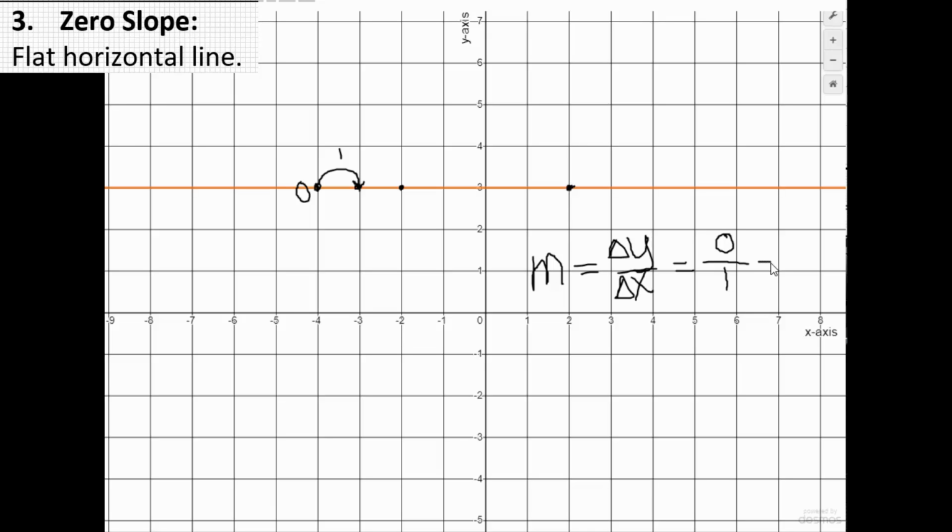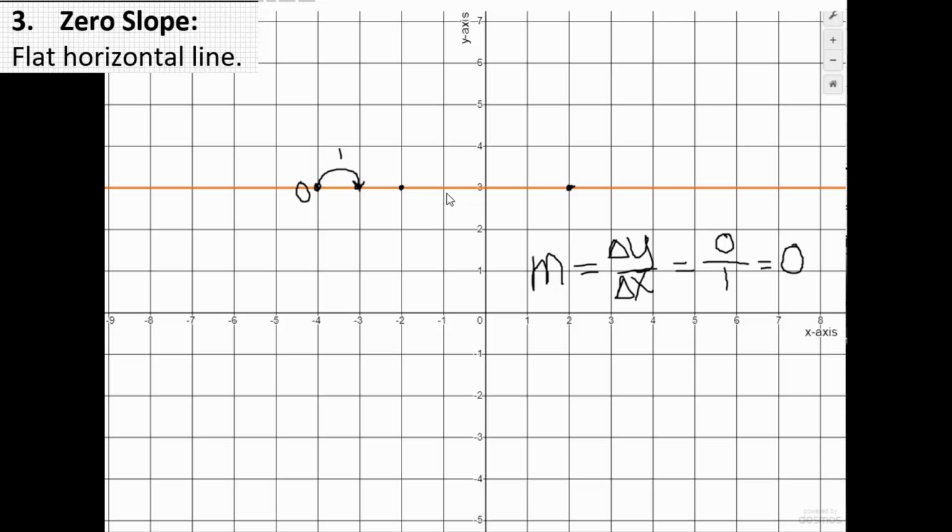Now you've heard me say that the slope needs to be in simplest form. If you take 0 and you divide it by anything, in this case 1, what are you going to get? If you said 0, I absolutely agree with you. So the slope of any horizontal line, doesn't matter where it is on the graph, is 0 because it doesn't rise and it doesn't drop. It just stays flat.